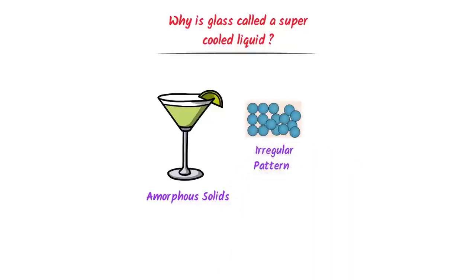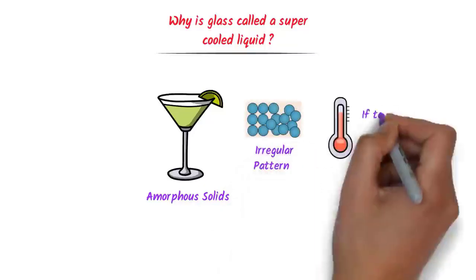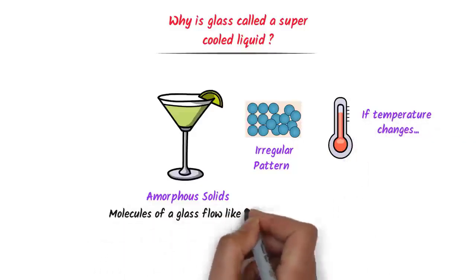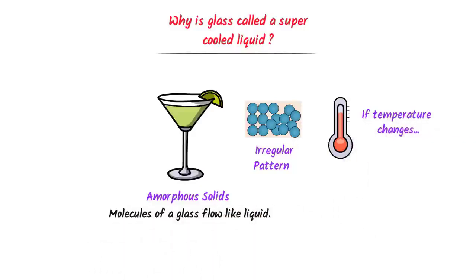Due to this, molecules of glass can flow if temperature changes. So remember that if we increase the temperature of glass, it can flow like honey. That's why we call it a supercooled liquid. Hence, note down this important question.